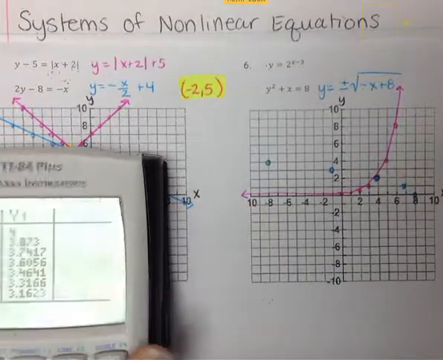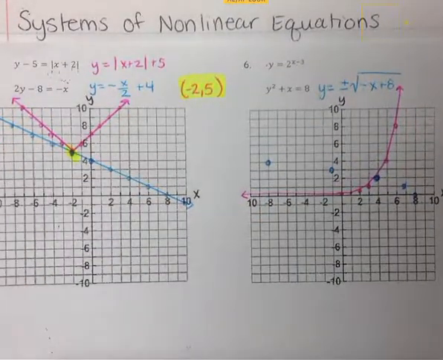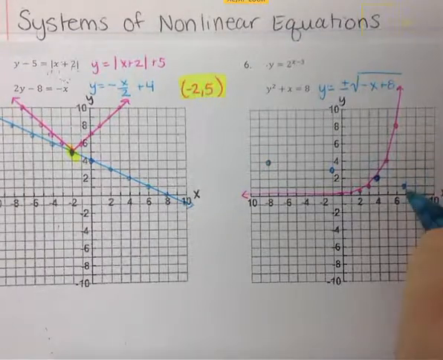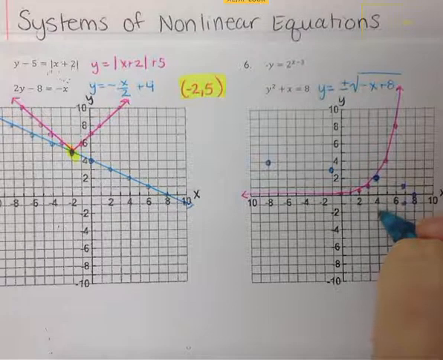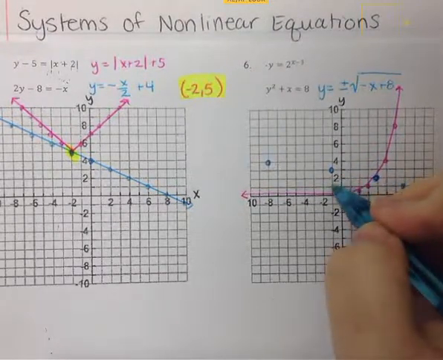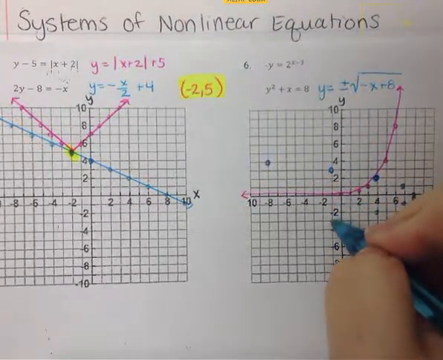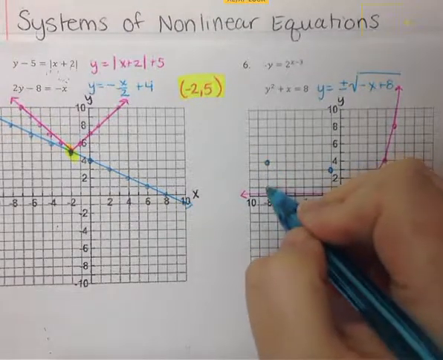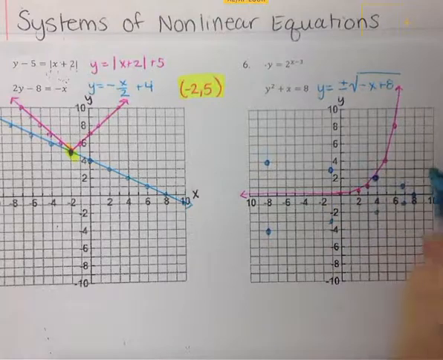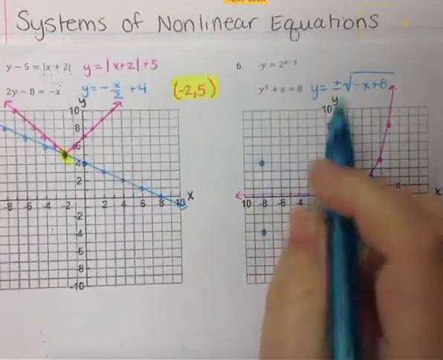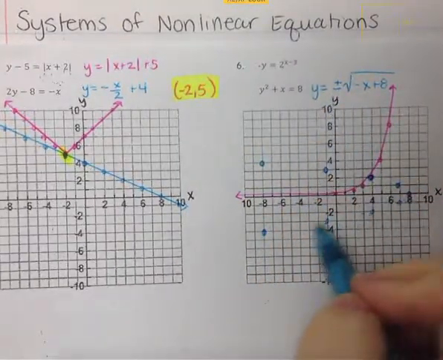Now we need to mirror that across the x-axis. So 1 away, 1 away. 2 away. 3 away. 4 away. Because this is the positive part of the plus or minus, and this is the minus part of the square root.